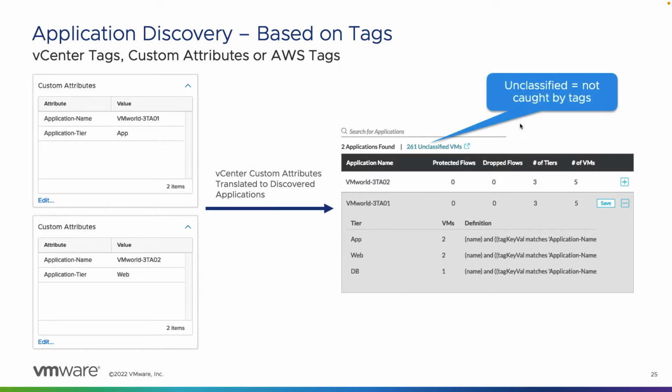So this is an example here at the top. You can see we found two applications utilizing those custom attributes. And we also have 261 unclassified virtual machines. Those are indicating that they've not been caught by a tag specifically within the environment. So we've discovered two based off of those tag attributes that have been defined within vCenter.